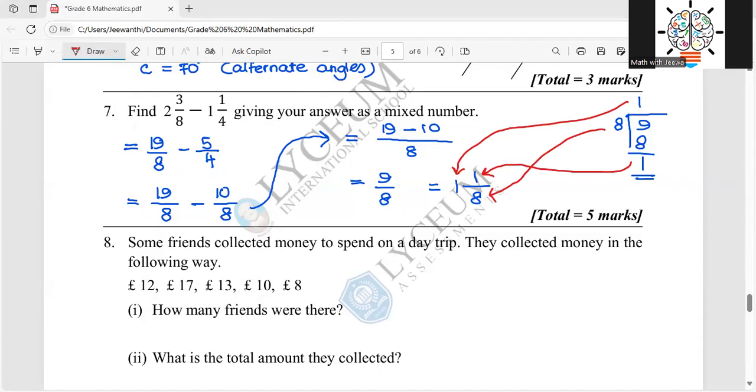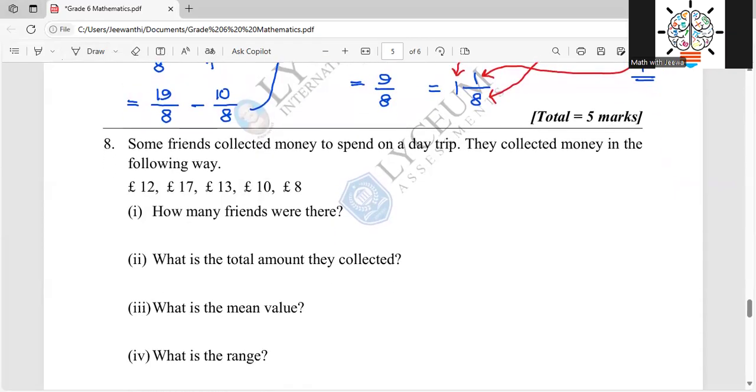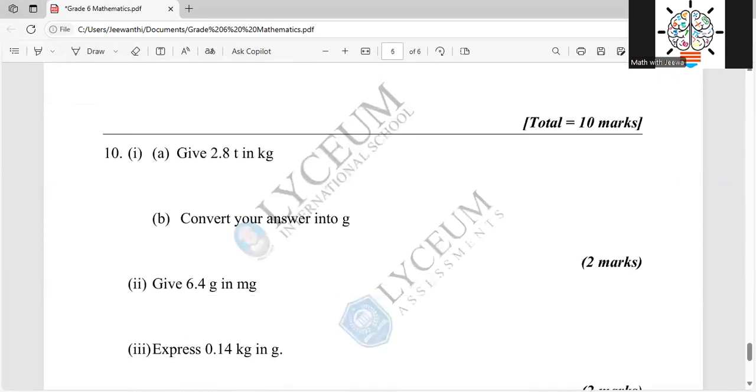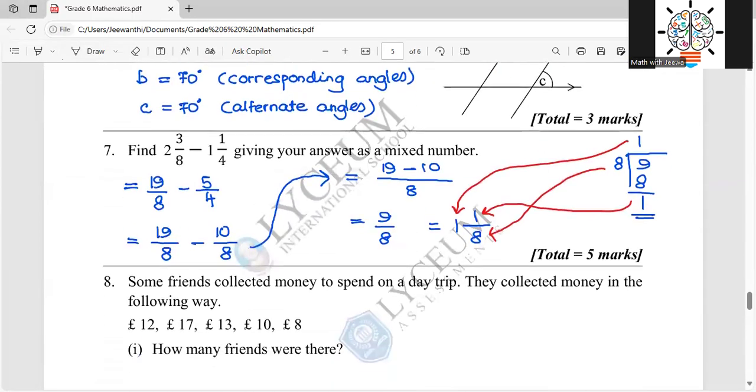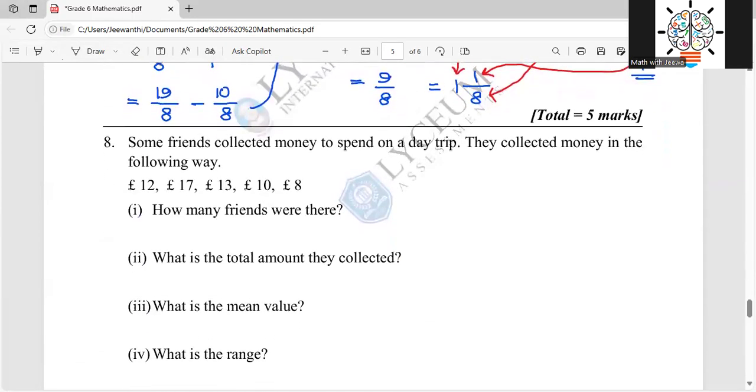Then we will move to the next one. Some friends collected money to spend on a day trip. They collected money in the following way.